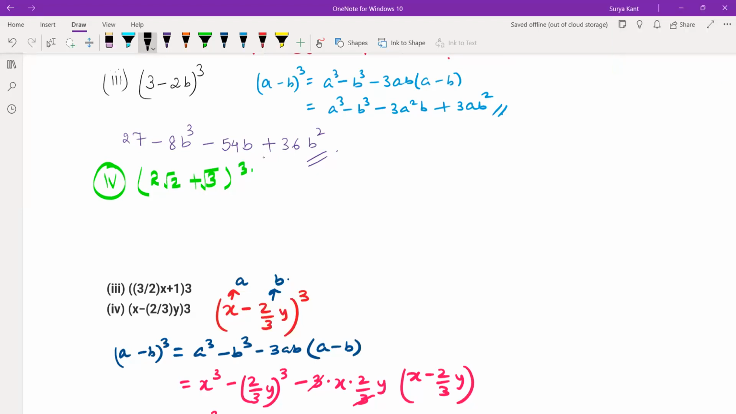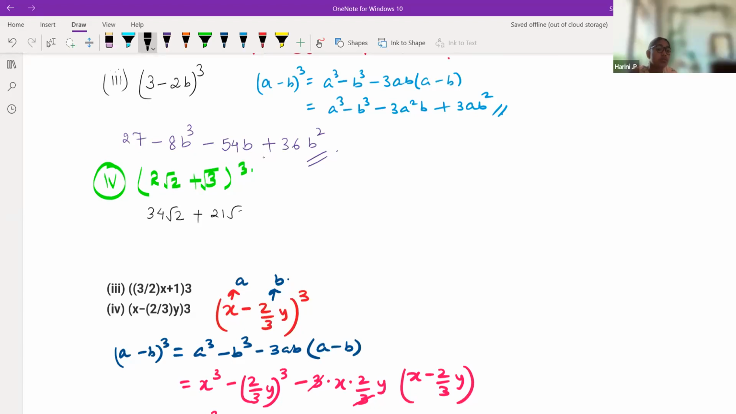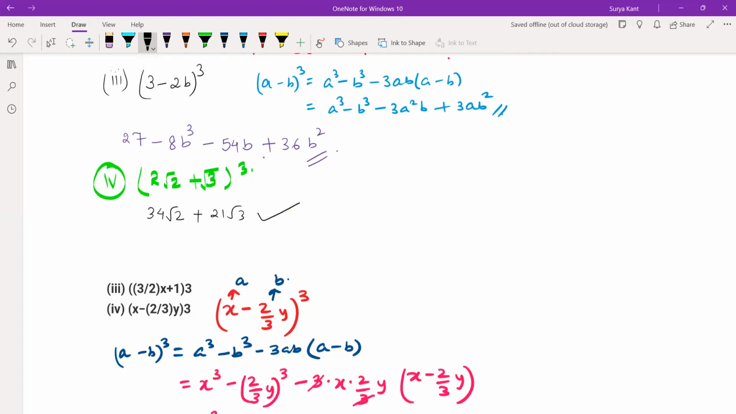Okay, say. So 34 root 2 plus 21 root 3. 34 root 2, yes, sir, plus 21 root 3. Okay. So that's it, this is the answer. Yes, sir. Let me check. a cube will be... All of you see, children, whether the same answer is coming or a different answer is coming? Check.